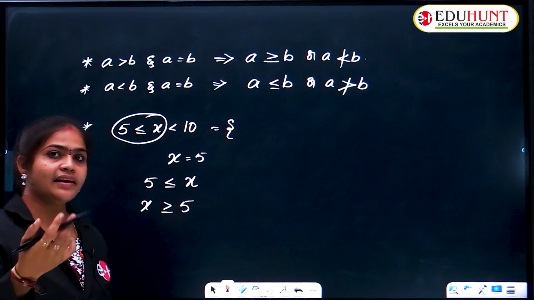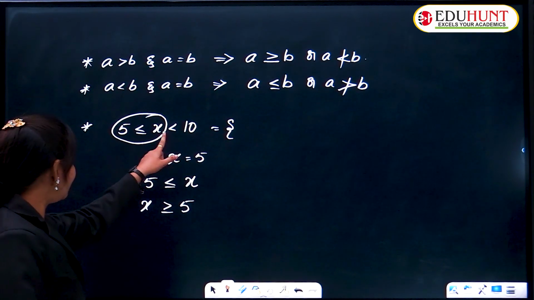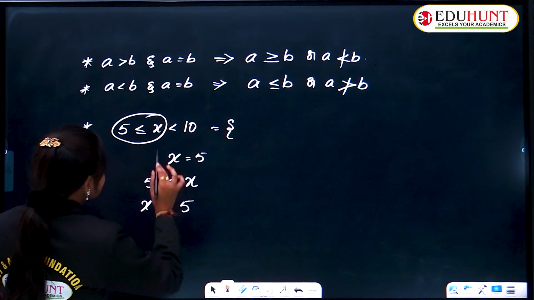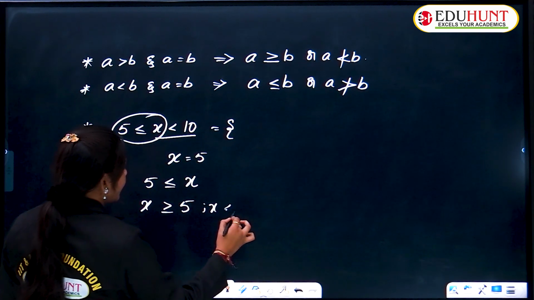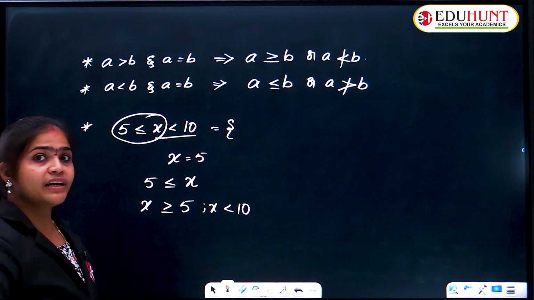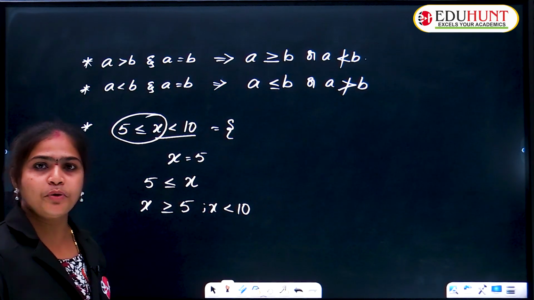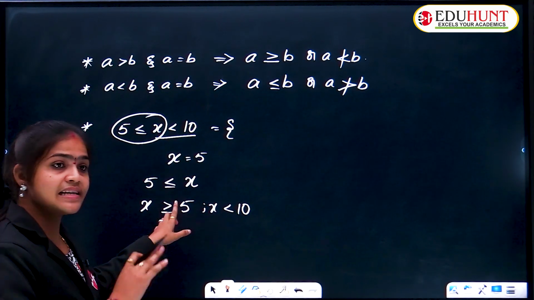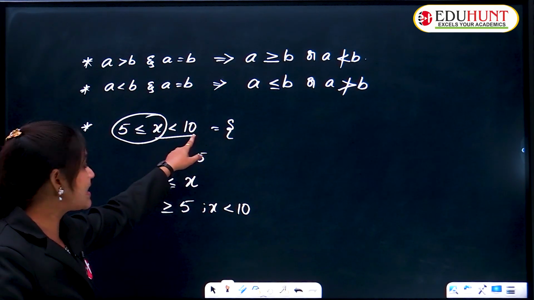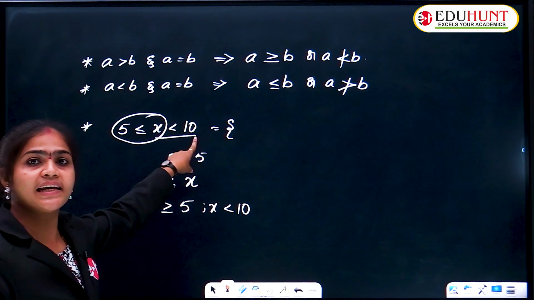X is greater than or equal to 5. And in the same way, say that x is less than 10. Before we took x is less than 2, that is not possible, no? Why? Because here x is greater than 5 and here x is less than 2, not possible. That's why here take the 10.